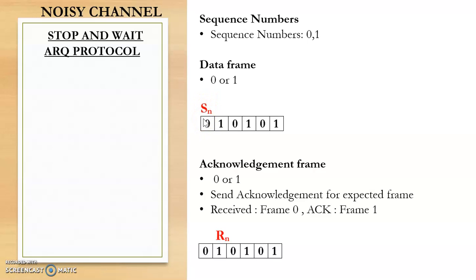Initially the first frame will be assigned sequence number as 0. Then after sending one frame, the SN will point to the next sequence number. So the next frame will have a sequence number as 1. Then the next frame will have sequence number as 0 and so on.